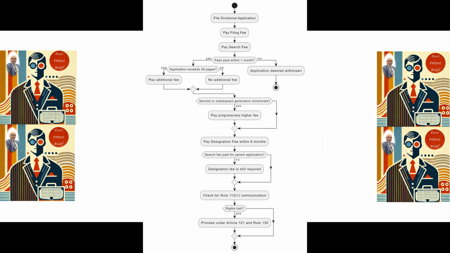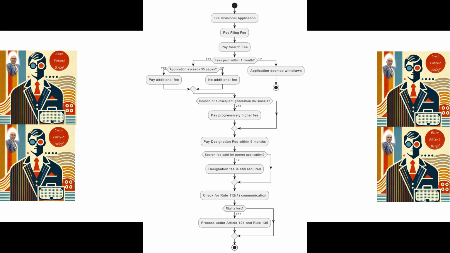If the application has more than 35 pages, there's an additional fee to pay. You might want to check how many pages your divisional application has. For second or subsequent generation divisional applications, there's also an additional fee. This one grows progressively and can't be skipped. Let's pause here. Think. How many generations of divisional applications are we talking about in your case? Are there any extra pages or generation-based fees due?